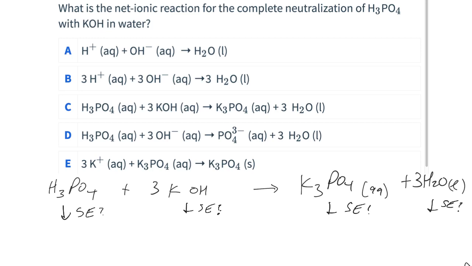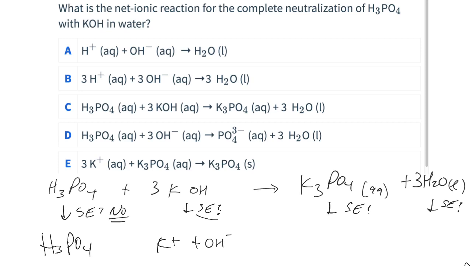When I think about breaking things up into the net ionic reaction, when I'm considering writing the ionization, like for KOH, I write K plus and OH minus. I do so because it's a strong electrolyte. Is H3PO4 a strong electrolyte? No, it's a weak acid, so it doesn't exist as ions in the solution. So I'm thinking, what does a solution look like that contains phosphoric acid? Well, it mostly just contains the H3PO4 molecules. That's going to be the best description of that solution.